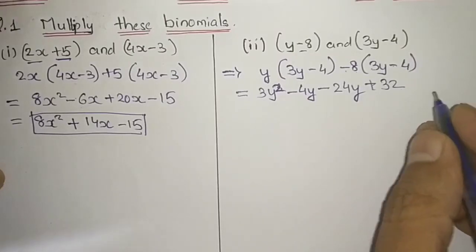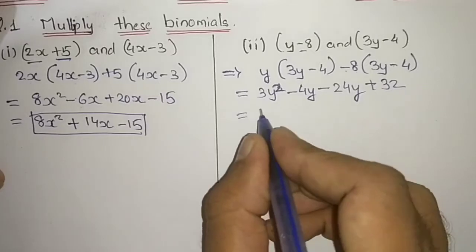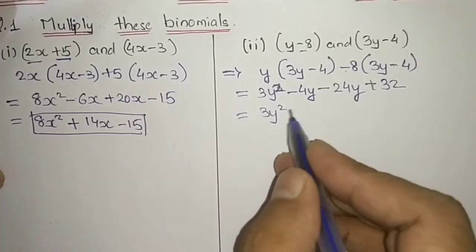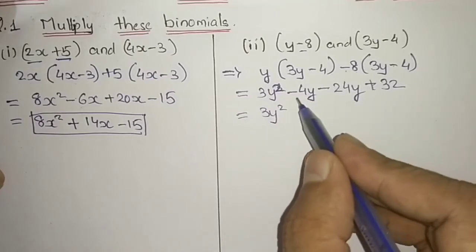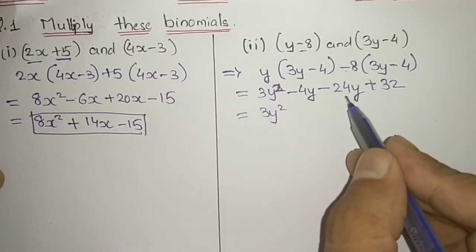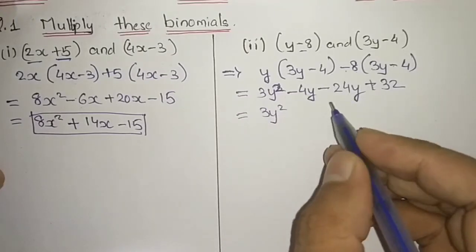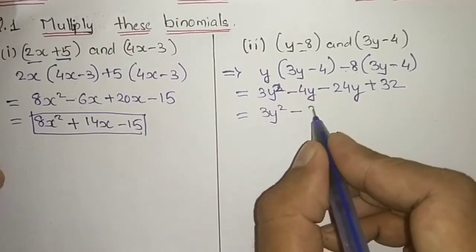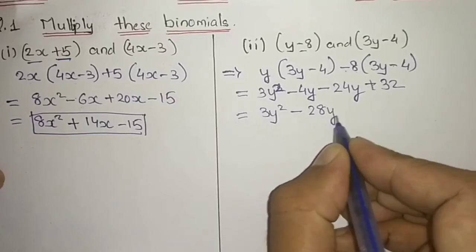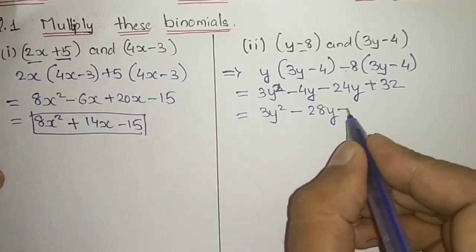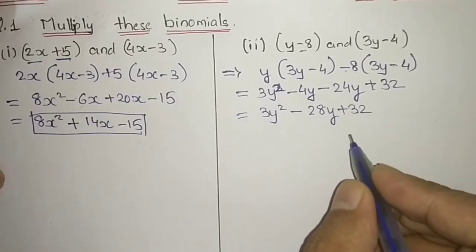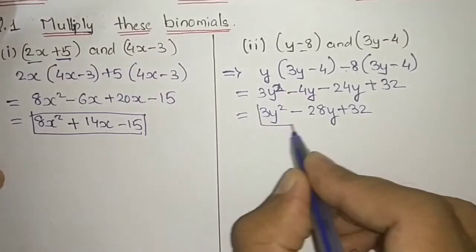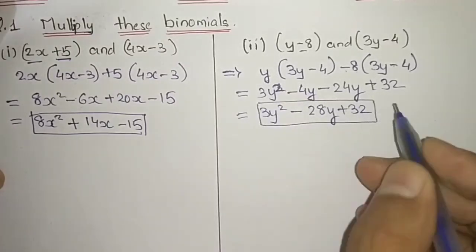Now we will look for the like terms. Here 3y square, we don't have another 3y square, so we will keep it as it is. Minus 4y and minus 24y have the same sign, so we will keep the same sign and add the terms. That will give us 28y plus 32. We can't add further because they are unlike terms, so this is our answer.